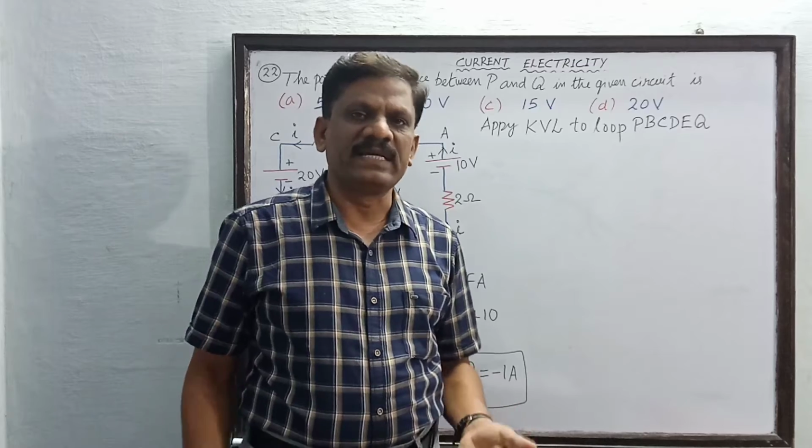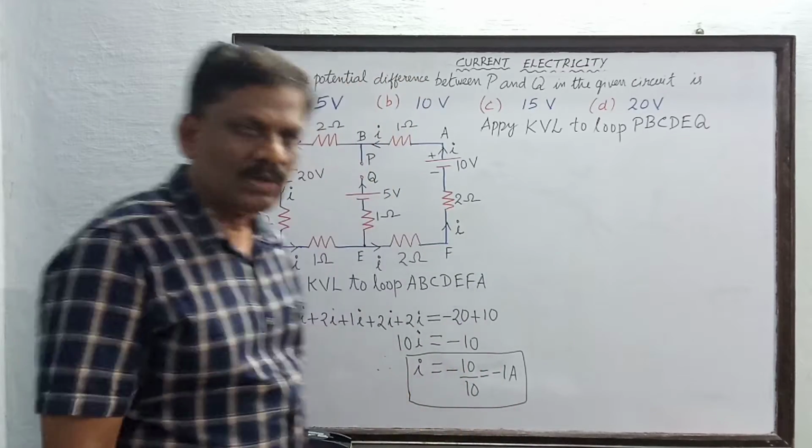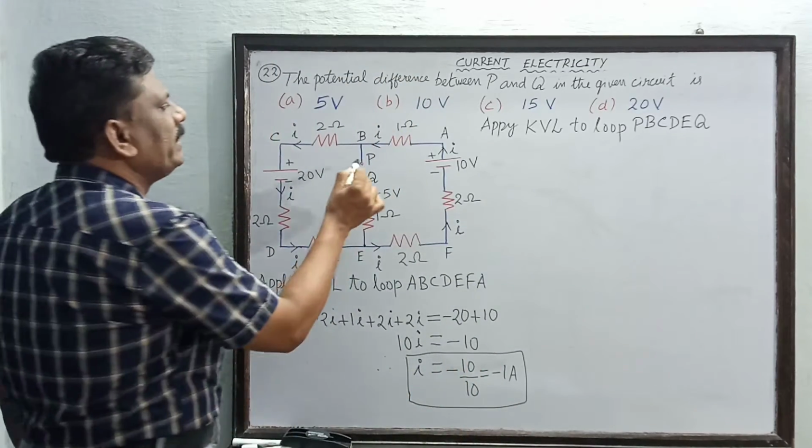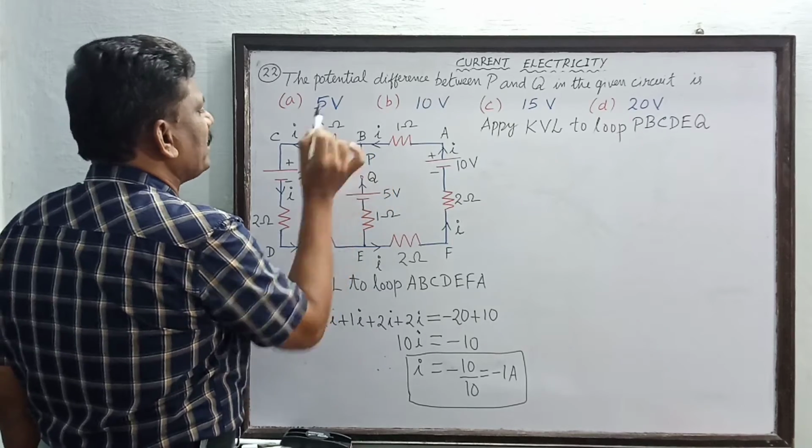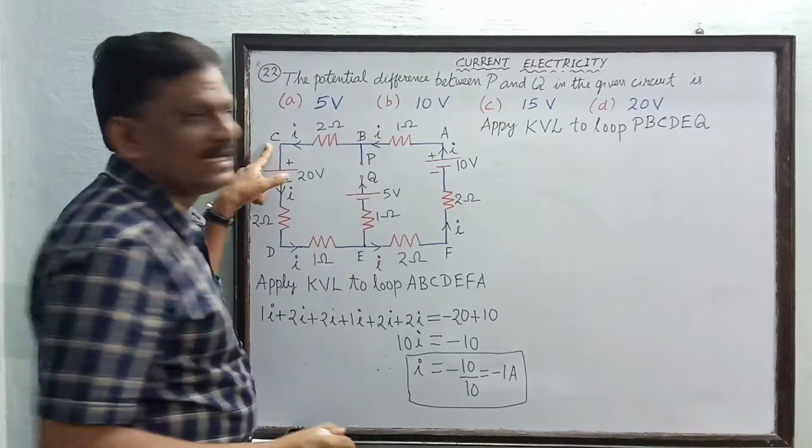So for this, once again, I will apply Kirchhoff's voltage law. Now you see here, from P to B, no resistor. From B to C, there is a resistance.